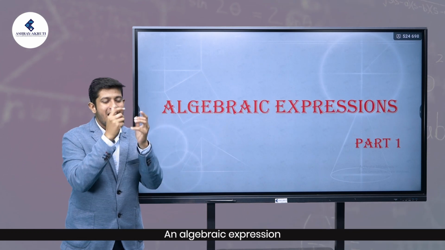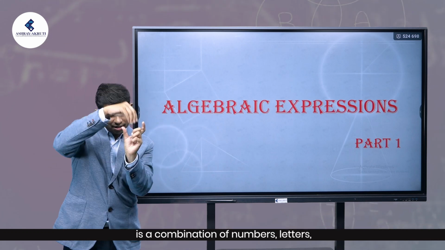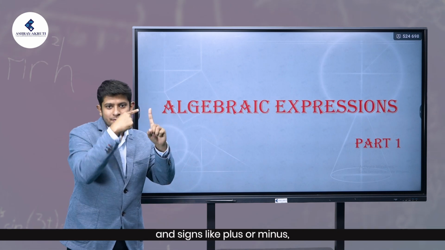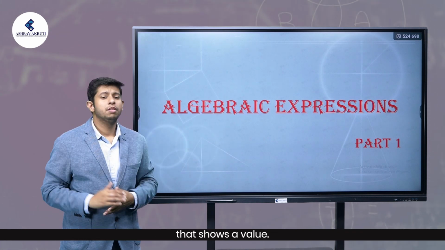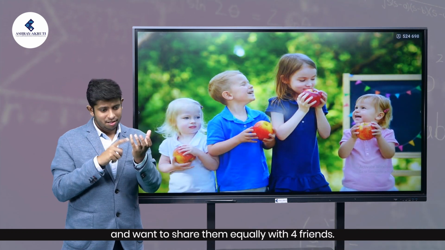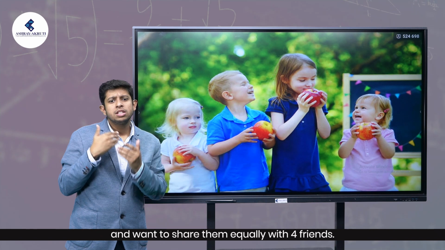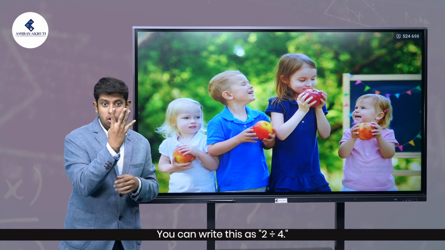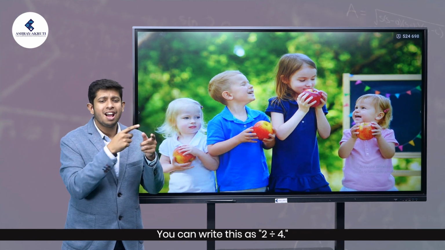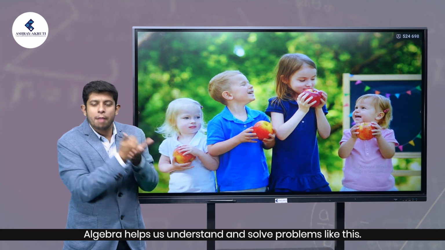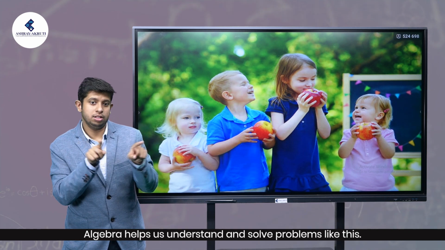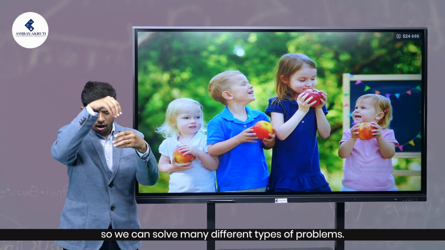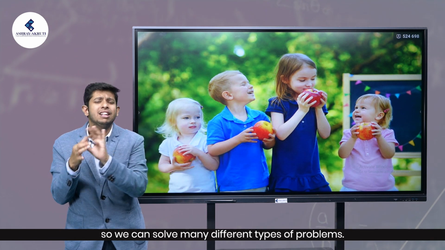An algebraic expression is a combination of numbers, letters, and signs like plus or minus that shows a value. Imagine you have 2 apples and want to share them equally with 4 friends. You can write this as 2 divided by 4. Algebra helps us understand and solve problems like this. It uses letters to represent numbers, so we can solve many different types of problems.